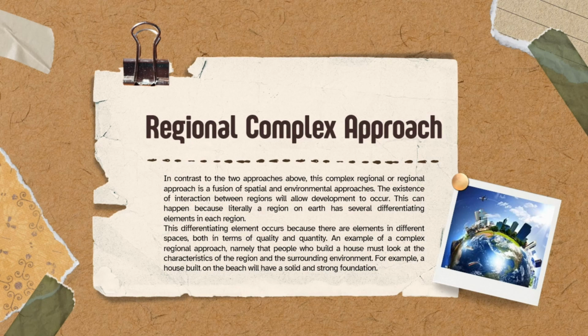An example of a complex regional approach, namely that people who build a house must look at the characteristics of the region and the surrounding environment. For example, a house built on the beach will have a solid and strong foundation.